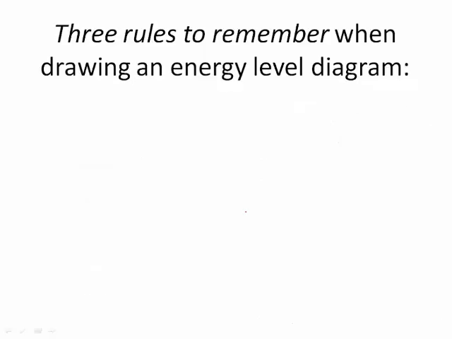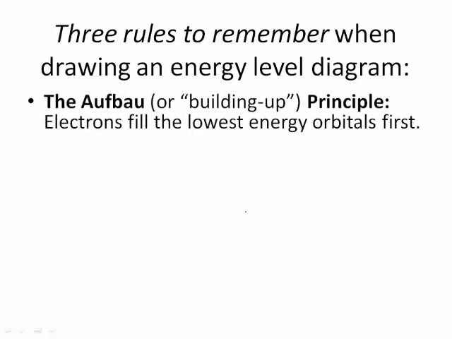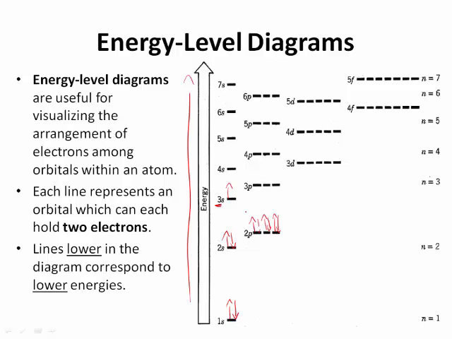There were 3 rules that we needed to remember when we were trying to draw our energy level diagram. These 3 rules dictate where the electrons are going to be placed in the energy level diagram and how they are arranged. The first rule is the Aufbau principle. You do need to know the name of the actual rule. It states that electrons fill the lowest energy orbitals first. So if we go back, you'll notice that I put the first electrons in the 1s. That's because the 1s is the lowest energy orbital.